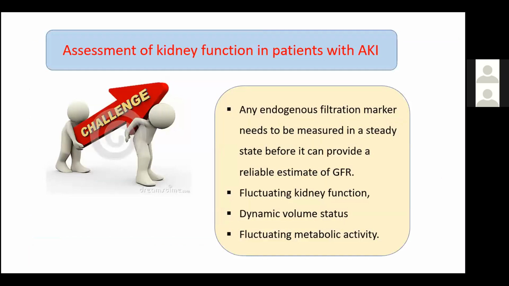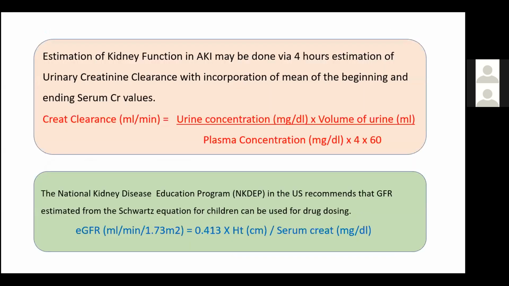Now, first of all, the assessment of kidney function in patients with acute kidney injury. This is the most challenging task. Why? Because any endogenous filtration marker needs to be measured in a steady state. Say, for example, creatinine. It has to be measured in a steady state before it can provide a reliable estimation of GFR. We know that in acute kidney injury, there is a fluctuating kidney function. The volume status is dynamic. It is not constant. And there is a fluctuating metabolic activity.